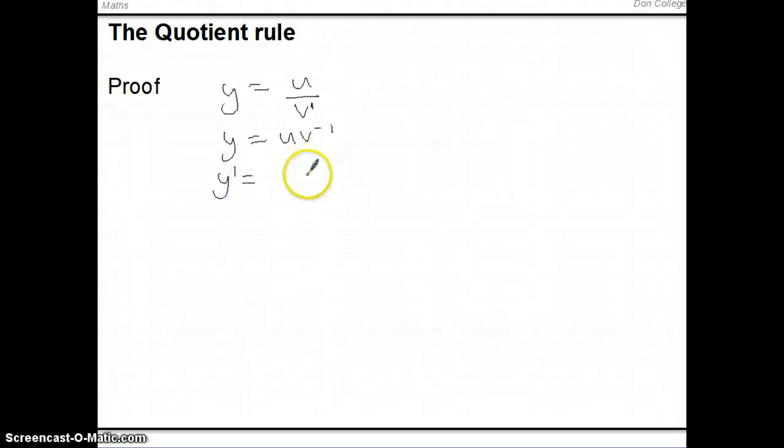So y dash is going to be v to the minus 1 times u dash, plus, remember we're using the product rule to prove the quotient rule here, so plus u times, now when it's this bit here we have to differentiate v, and v is v to the minus 1, so we're actually going to get negative v to the minus 2 times v dash. That's using the chain rule there.